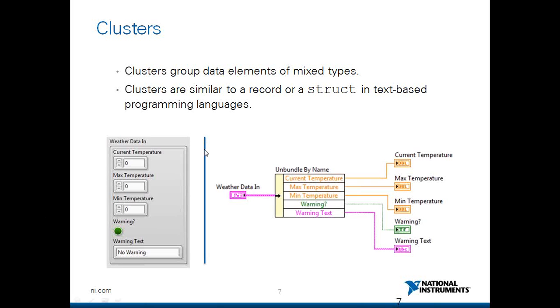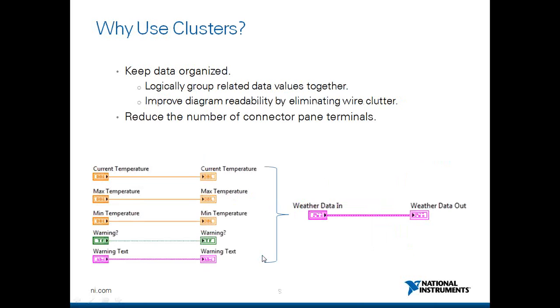So here on the left is just a LabVIEW front panel representation of a cluster. Within it we have three different data types. So we have numeric right here, we have Boolean, and we have string. And on the block diagram it looks something like this, a pink color icon. And when using this operation called Unbundle by name, you can extract all these elements individually.